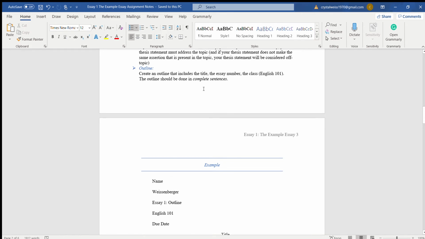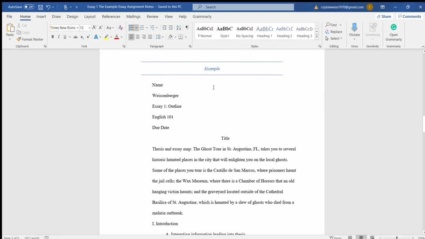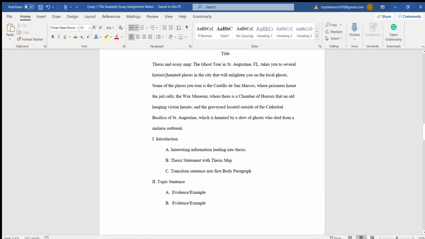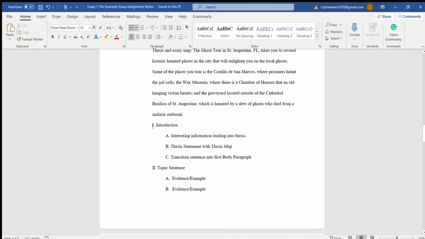The outline should be done in complete sentences. This is not a topic outline. This is a complete sentence outline for this first one, okay? The only topic outline you'll do will be for your last essay, essay 4, which is your argumentative essay with research. So you'll have your thesis, you put your title here, you'll have the thesis and essay map first. Do not forget this, many students do. Please have this first. Then you're going to put a number 1 with the introduction on that line.